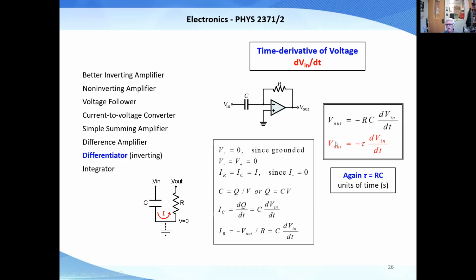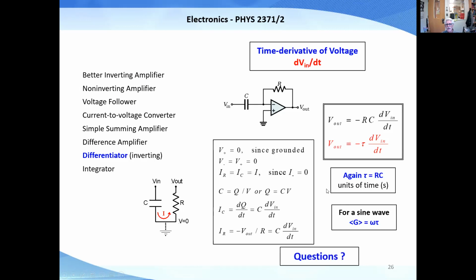Because voltage has time in the denominator, we have to have time in the numerator to cancel out the units of time. So what I meant by dimensionless is, for a sine wave, the gain is just omega times tau. What could be simpler? Omega times tau. Questions on the differentiator?